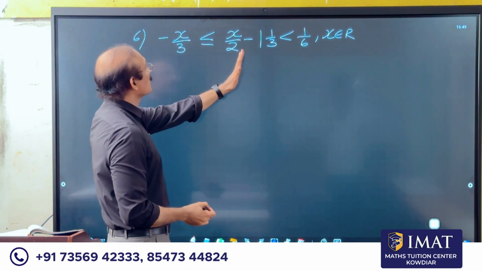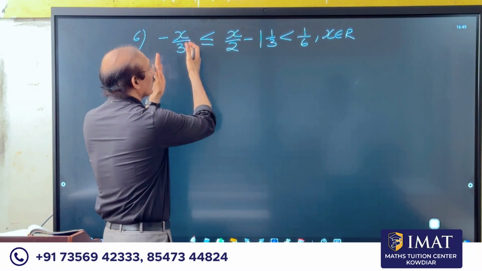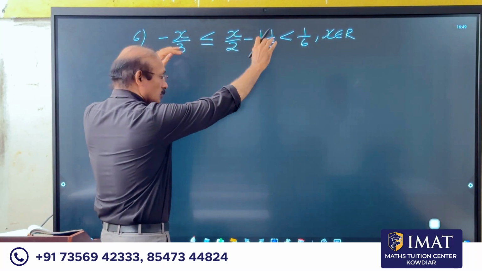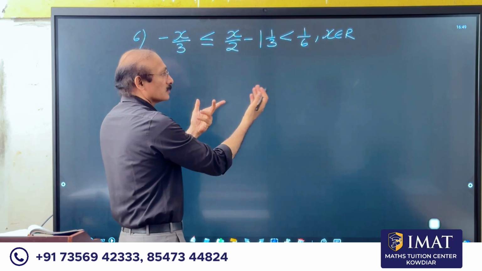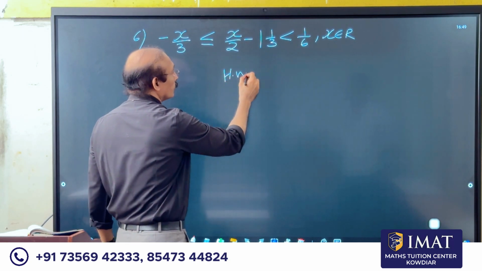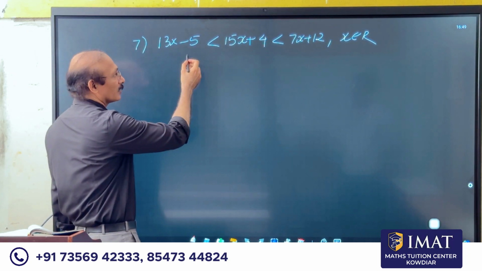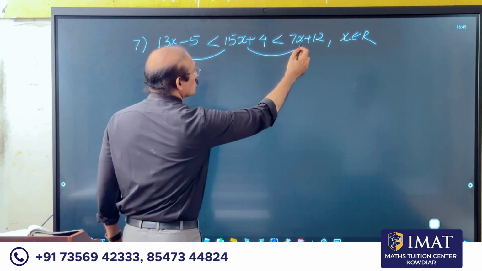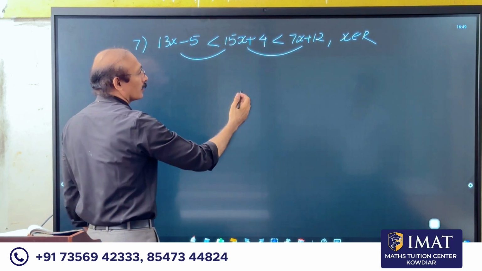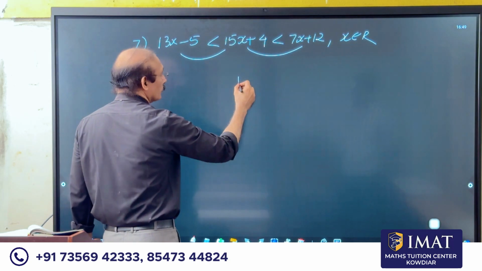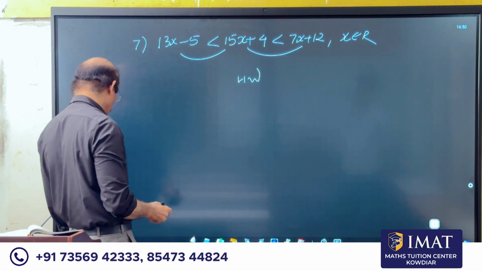See, this is a similar one. You see variable here and here. So split it into 2, solve it, then combine it, say the solution. So this also you can do by yourself. Same question, combine these two, solve it, and then combine and then get the answer. So you can try this question as homework.